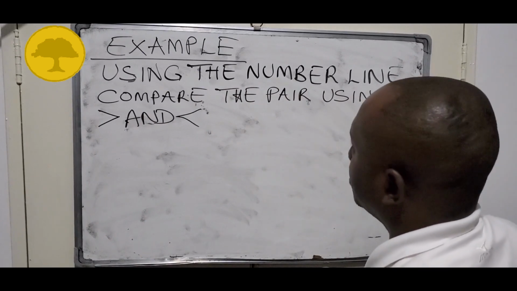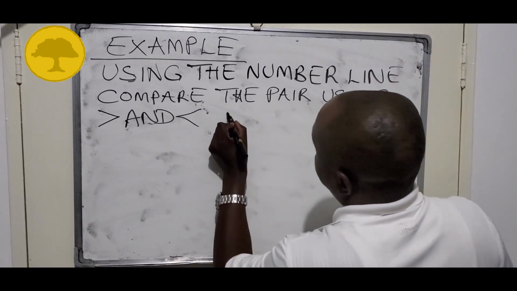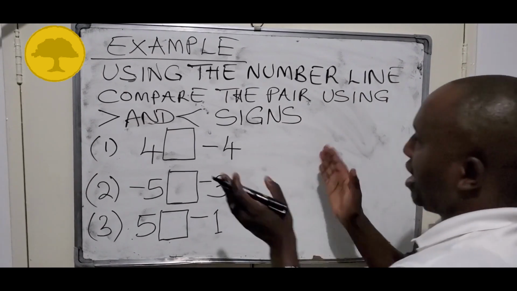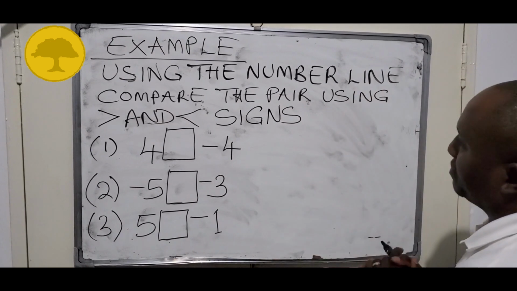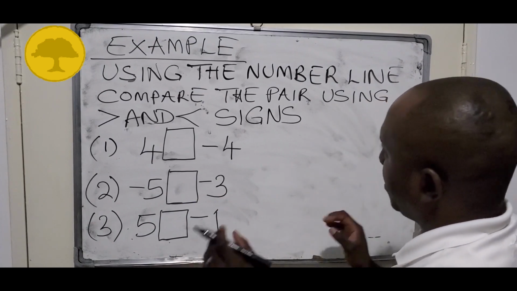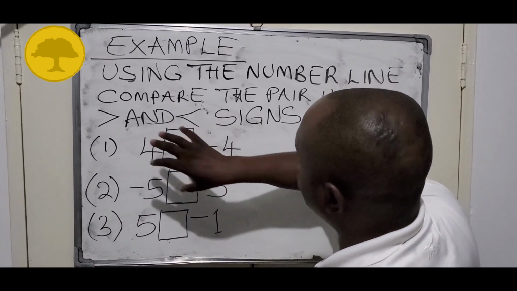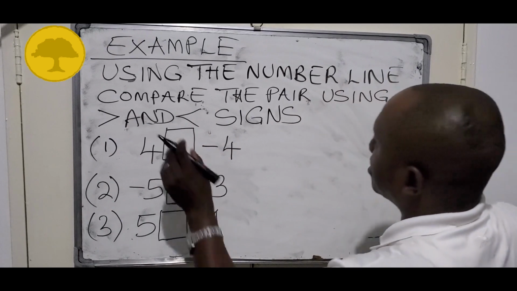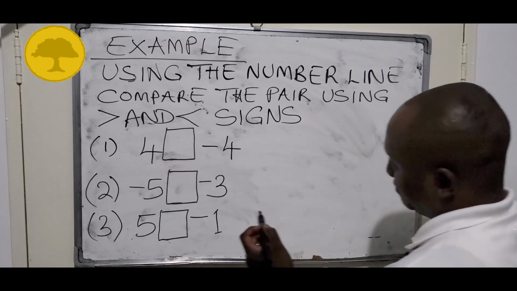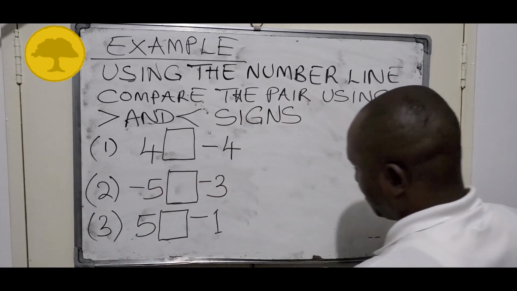So using the number line, compare the pair using greater and less than signs. Okay, so looking at this particular example, we are using numbers of the number line. Then from there, we are supposed to state or put the correct sign that should be placed in the box. So the question here is, is 4 greater or less than -4?